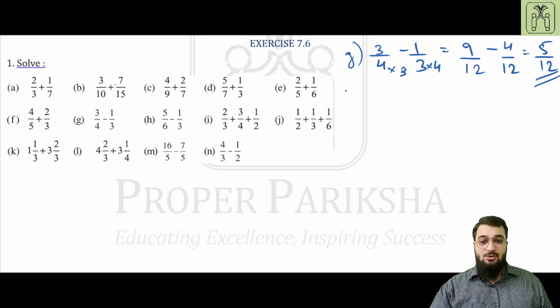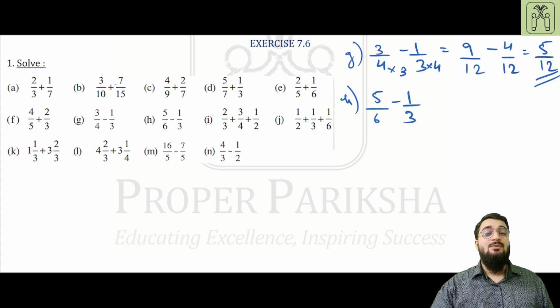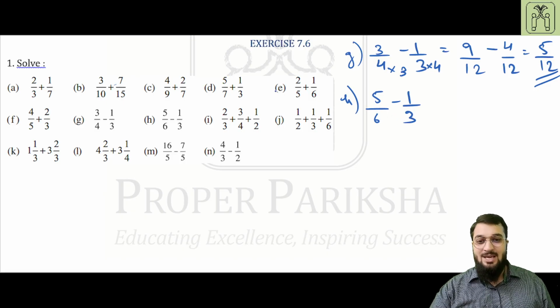Part H is also a minus, so we'll do that also. 5 upon 6 minus 1 upon 3. So what will be the LCM? Just do a quick calculation. 6 into 3 is 18. No, 18 will not be the LCM because the other denominator is a multiple of either one. In the previous one you can see that 10 and 15 do not have a common multiple except for 30. You can go 60, you can go 90, but 30 is the least one. Similarly, 7 and 3 had 21, 9 and 7 had 63, 4 and 3 had 12.